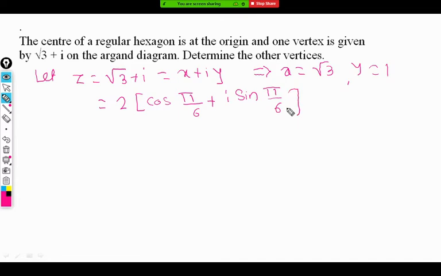Sir, according to the question, z is one of the vertices, right? Yes, we are assuming that vertex as z. We will come to z1 later on when we find the roots. Right now, we have just taken let z be that complex number, z is root 3 plus i. That is one of the vertices of the hexagon, which we assume as z. We converted that into polar form. Why did we convert into polar form? The reason is we have to take the 6th power, and then later on we have to take the 6 roots.